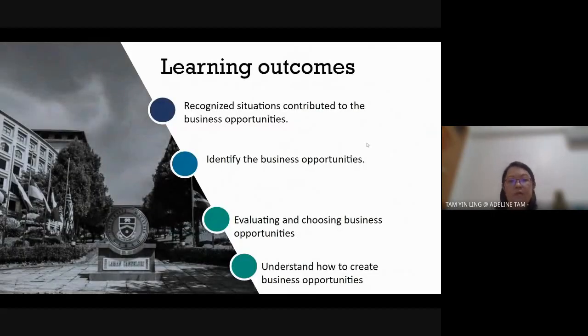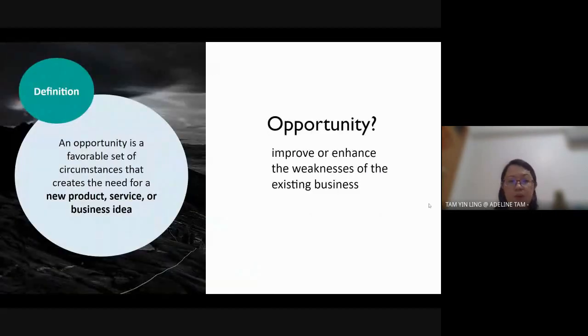First, you have to recognize the situations that might contribute to business opportunities. We must learn what the environment factors are that might contribute to business opportunity. We need to identify which business opportunity is the best for our organization, our business, and evaluate and choose the best one, as well as understand how to create a business from that opportunity. How are we going to make use of the opportunity to improve our business, our sales, our marketing, and so on? Right. So first, you must understand the term opportunity.